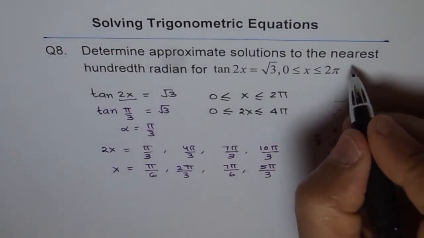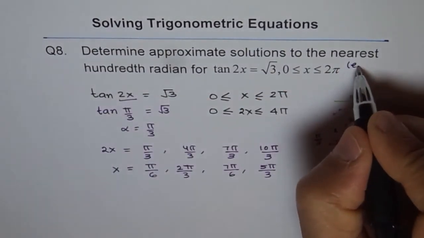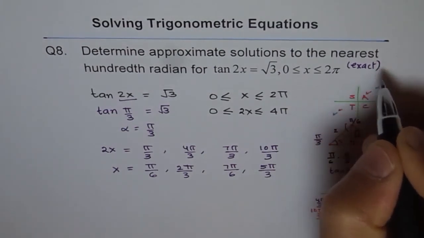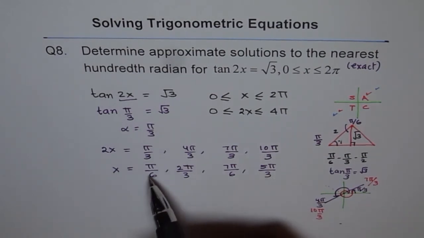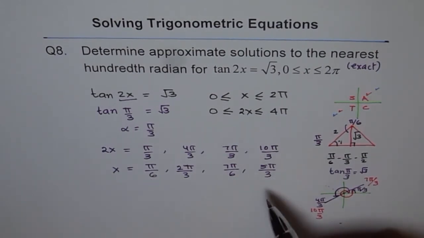And these solutions are exact. So I'm not writing in nearest hundredth here. I'm giving my exact solutions, correct, for the time being. And for you as an exercise, you can always use your calculator and plug in pi divided by 6, round it to the 100th radian, and write down your answer.